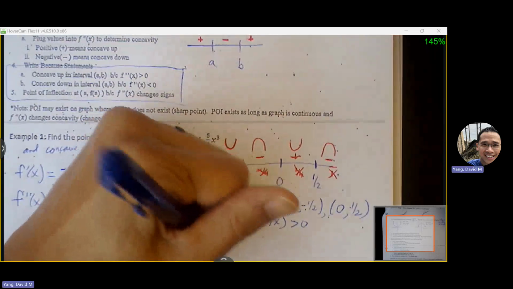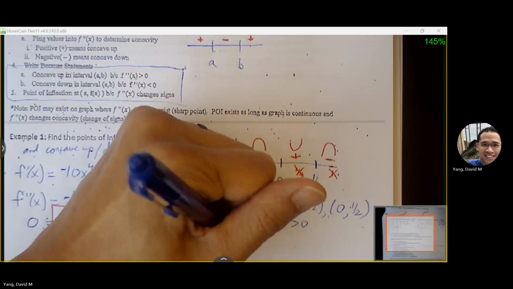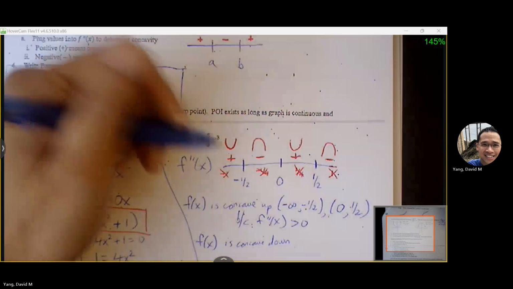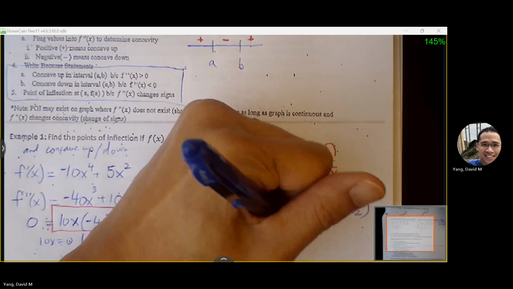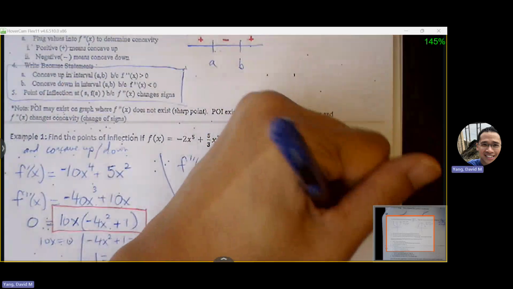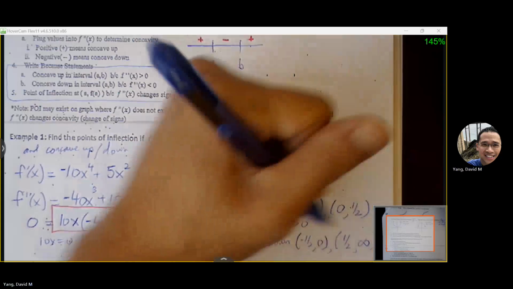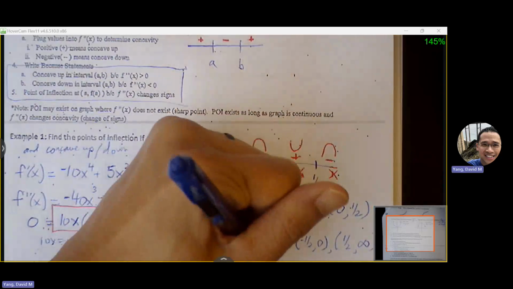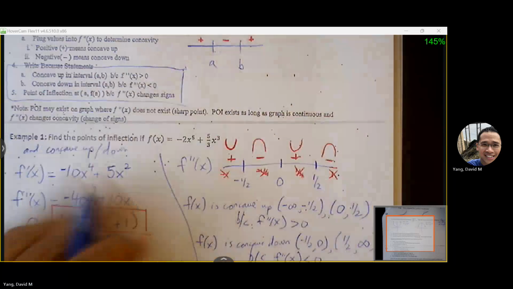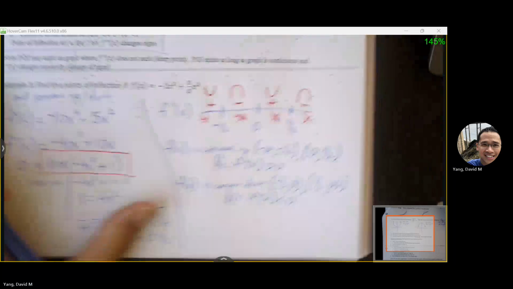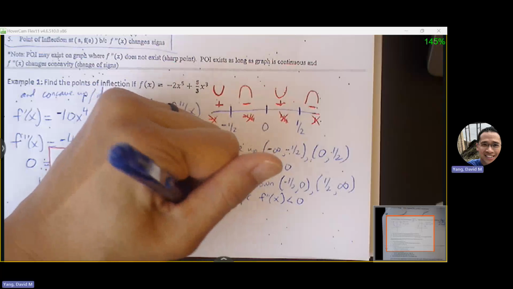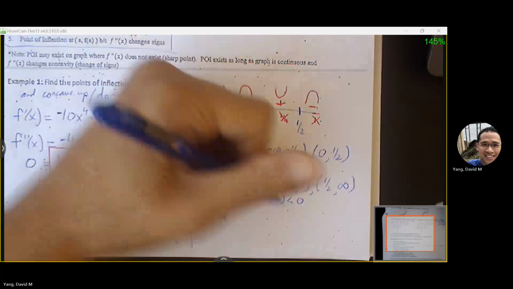f of x is concave down from -1/2 to 0, and then from 1/2 to infinity, because f double prime is less than 0. And finally, points of inflection. I'll abbreviate POI.